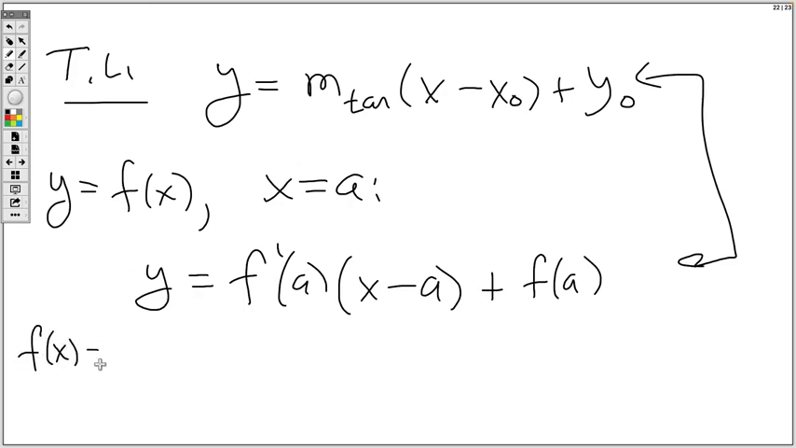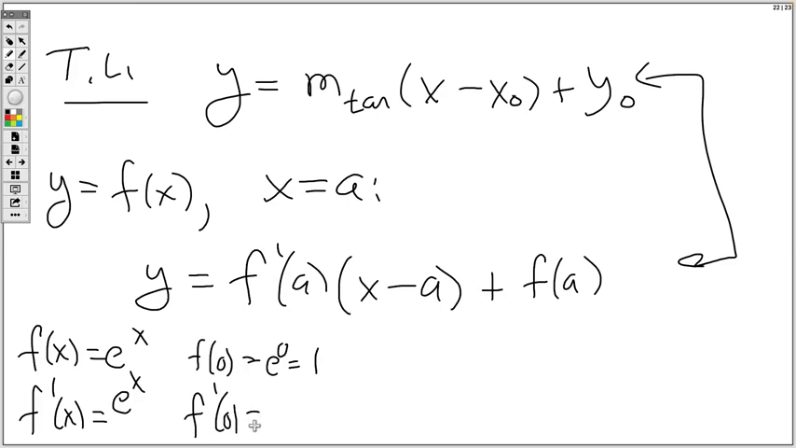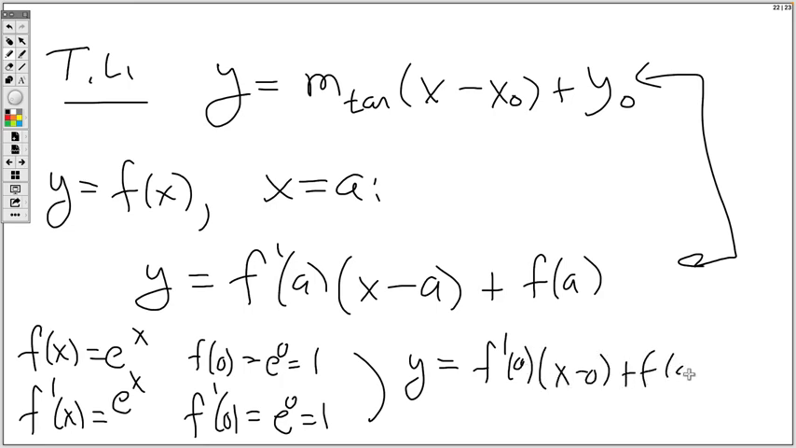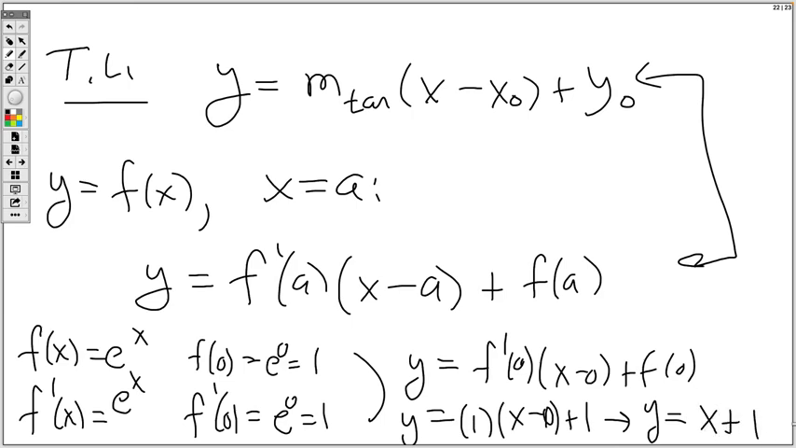So we're looking at f of x being e to the x. So what's the derivative of e to the x? E to the x. So the y value at 0 is the same as its what? Same as its slope. You follow? So you put these together, y equals f prime of 0 times x minus 0 plus f of 0. 1 times x minus 0 plus 1, and y equals x plus 1.